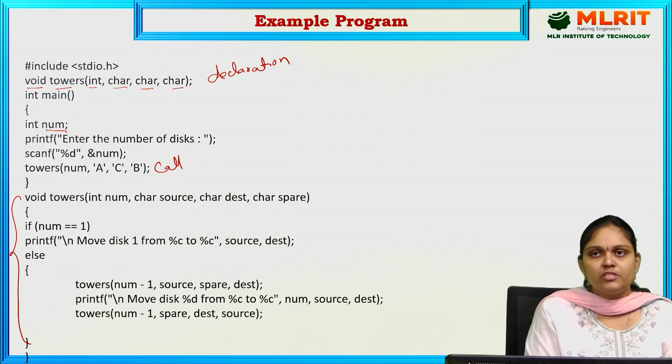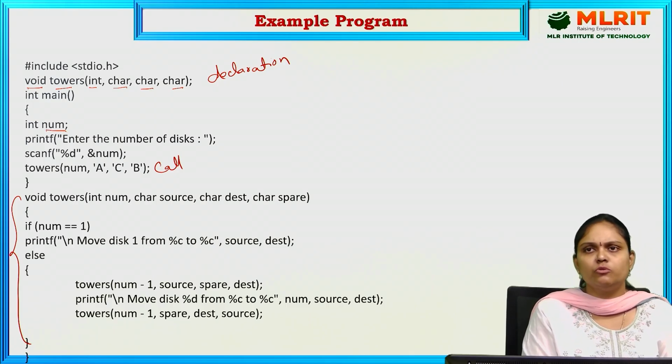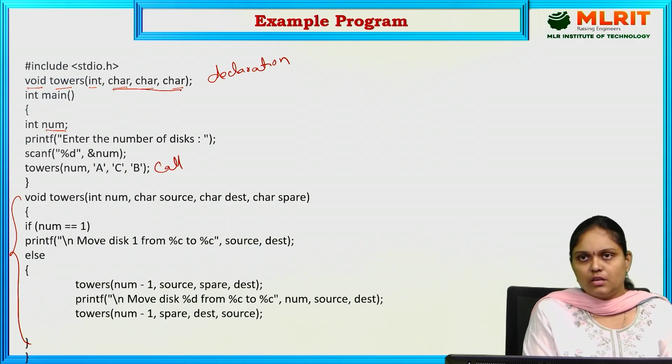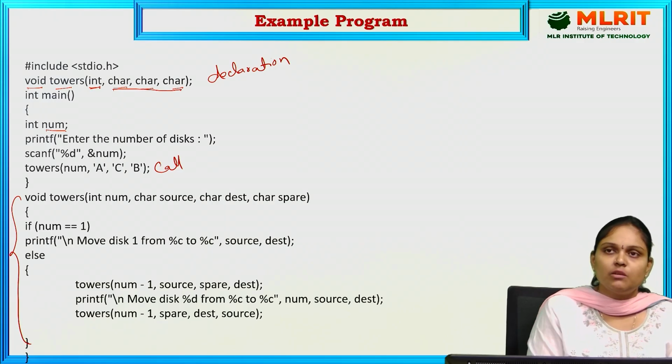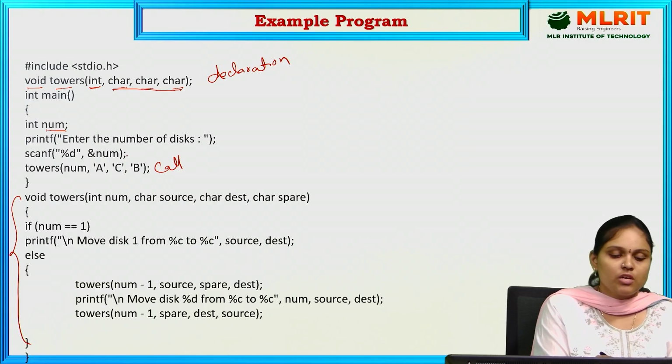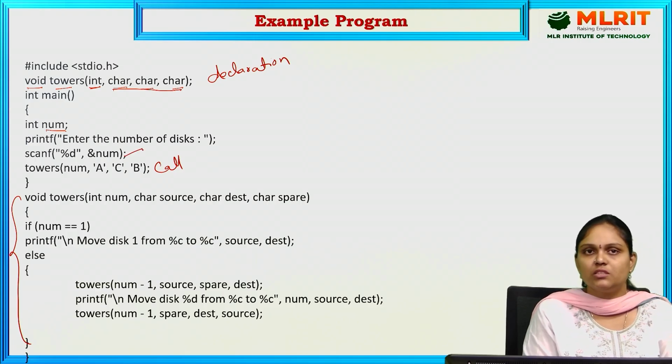So the 3 poles are constant. We are not going to change or read those 3 poles: source, spare and destination. So for the 3 poles we are taking these 3 characters, and this int is nothing but the number of disks. So how many disks do you want? That number of disks you are reading into the n value using this scanf statement.